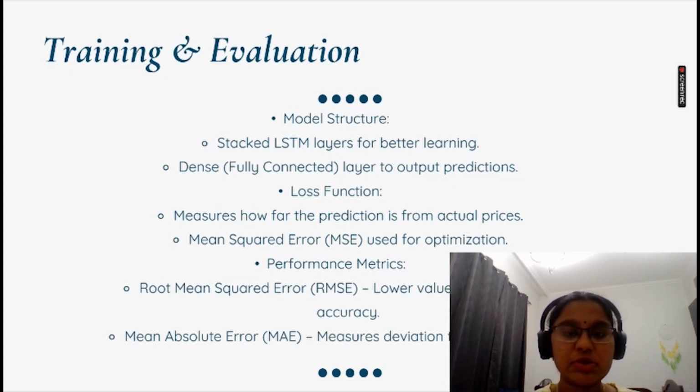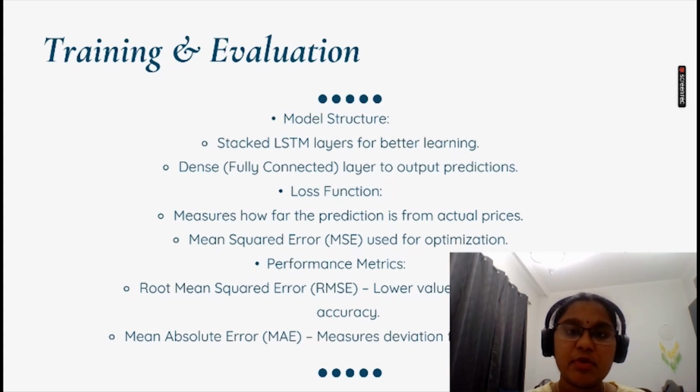And we also used loss functions. The loss function measures how far the prediction is from the actual prices. And there is MSE, called mean squared error, which is also used for optimization. Basically, MSE calculates the average of the squared differences between the actual prices versus the predicted prices.